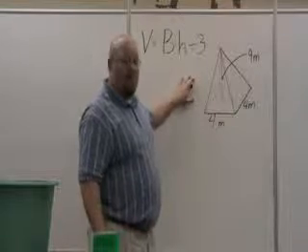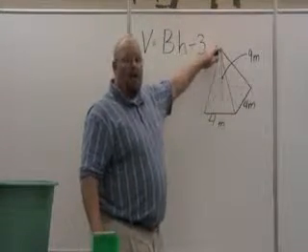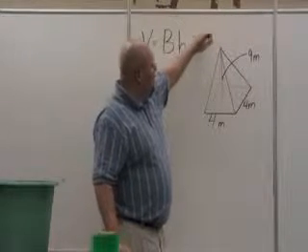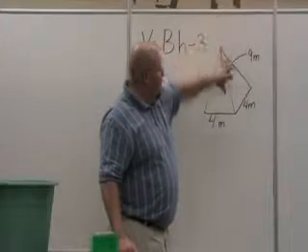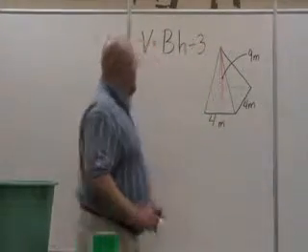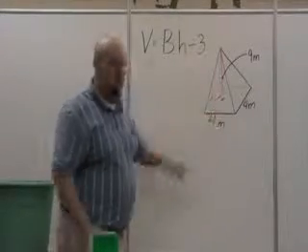This pyramid has a square base, 4 meters here, 4 meters here, and a height of 9 meters. Now the height in this pyramid is going to be shown perpendicularly from the top vertex down to the base. So, capital B represents our base area. In this case, it's going to be 4 times 4.